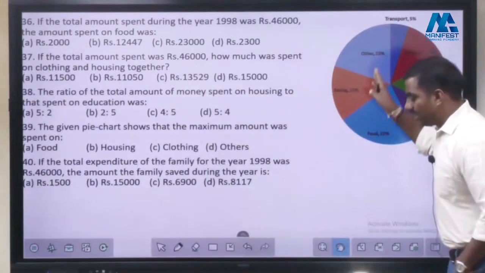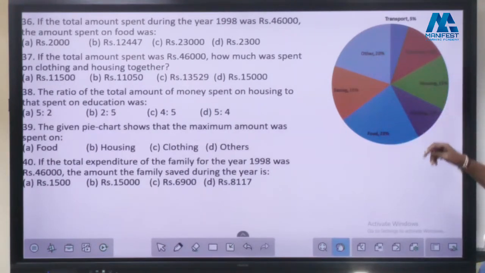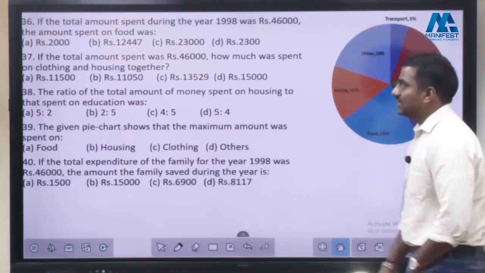Transportation expenditure is 5%, education 12%, housing 15%, clothing 10%, food 23%, savings is 15%, others is 20%. So out of 100 rupees, he is saving 15 and he is spending 85. That is the understanding.